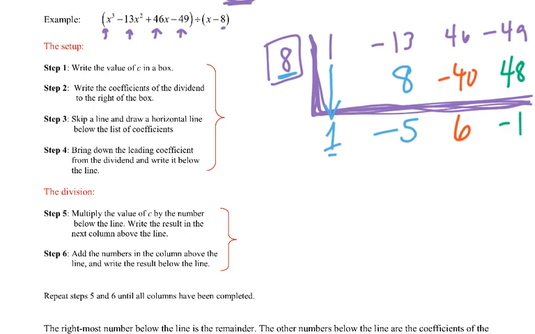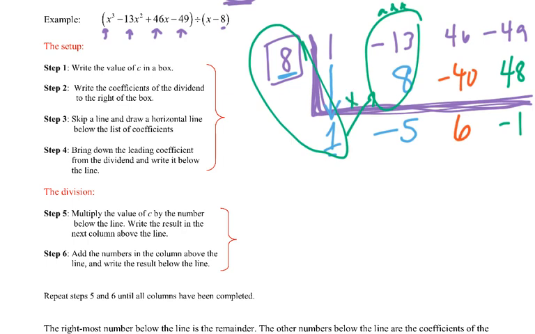So remember, you have your coefficients, you bring down your leading coefficient, you multiply, then add. So we multiply these, wrote the result there, and then we added to get this. We then took the negative 5, we multiplied times 8 to get negative 40, and then we added to get 6. So forth and so on.